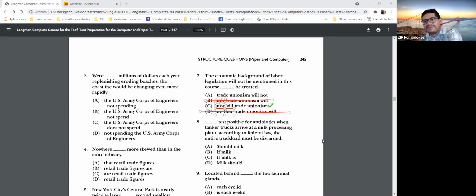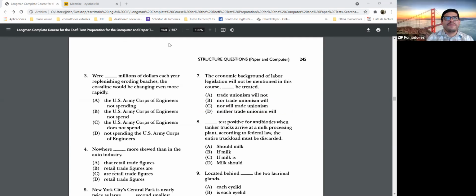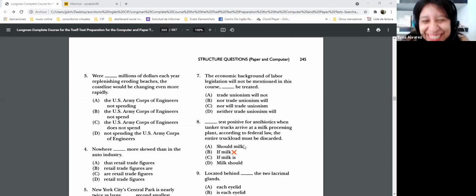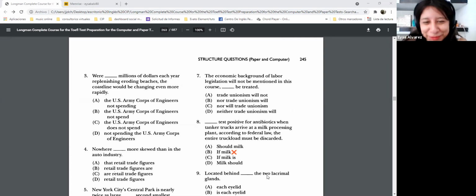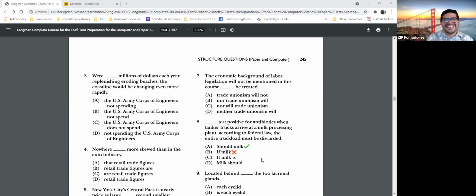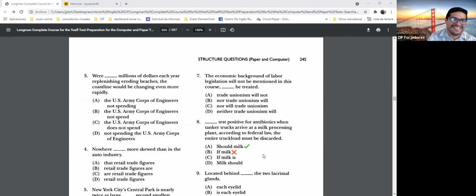Good. Number eight. And the number eight, I choose the letter B. Oh my gosh, I have it incorrect. My second option was the first one, the letter A. Very good. Oh, but I'm not sure why. Yes, tell me why.